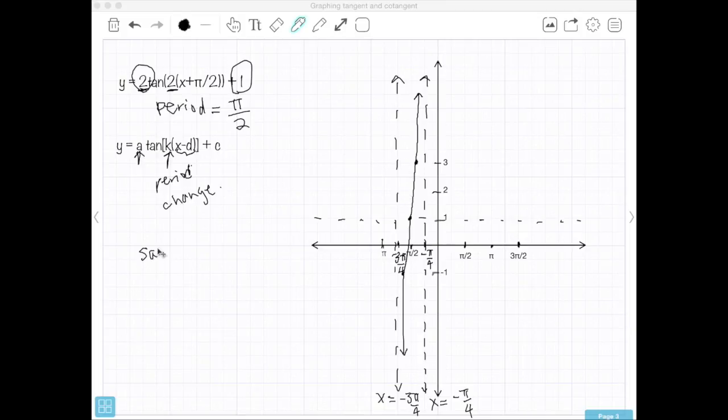Remember, these transformations can also be applied to graphing cotangent, and you would approach them the same way as we did graphing the tangent function. Oh, sorry, the pi on the left side of the axis should be negative pi.